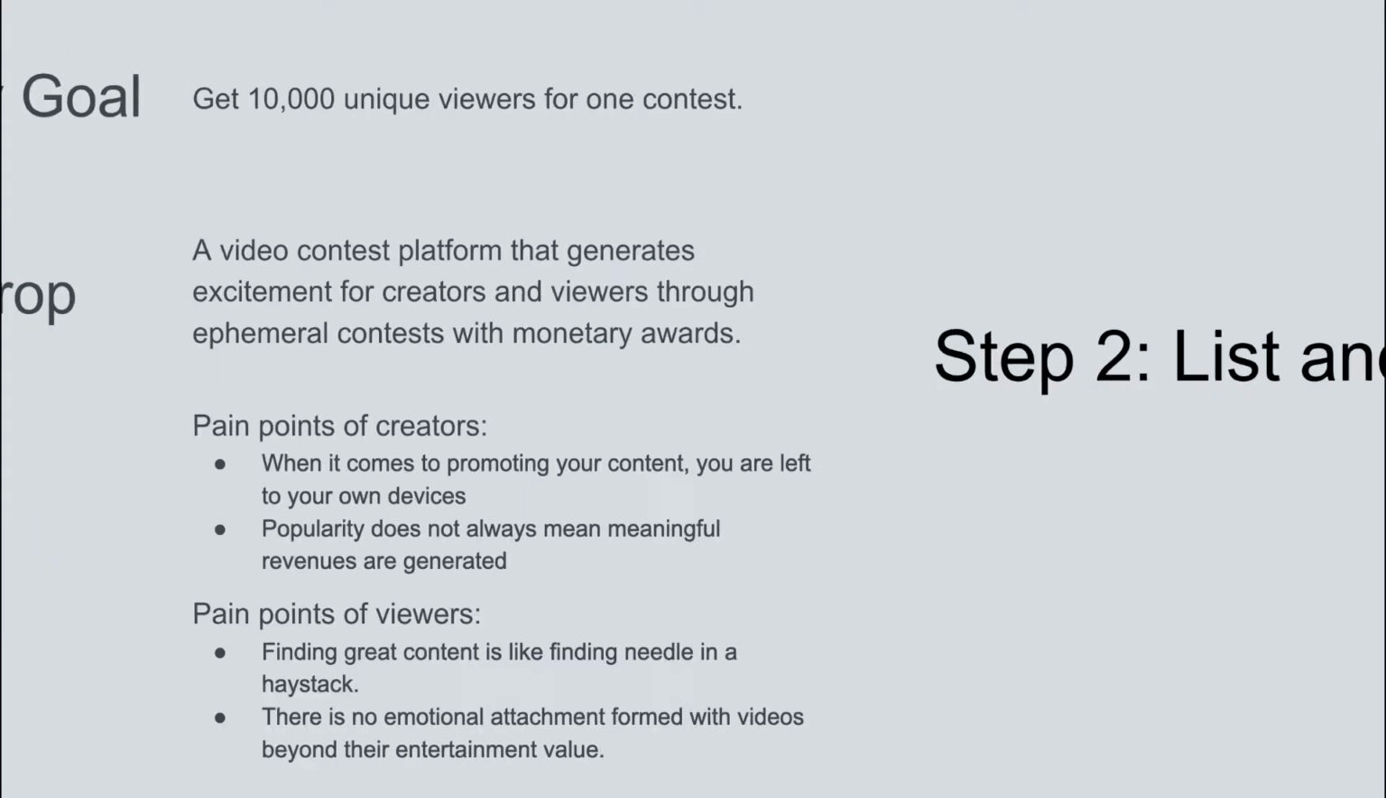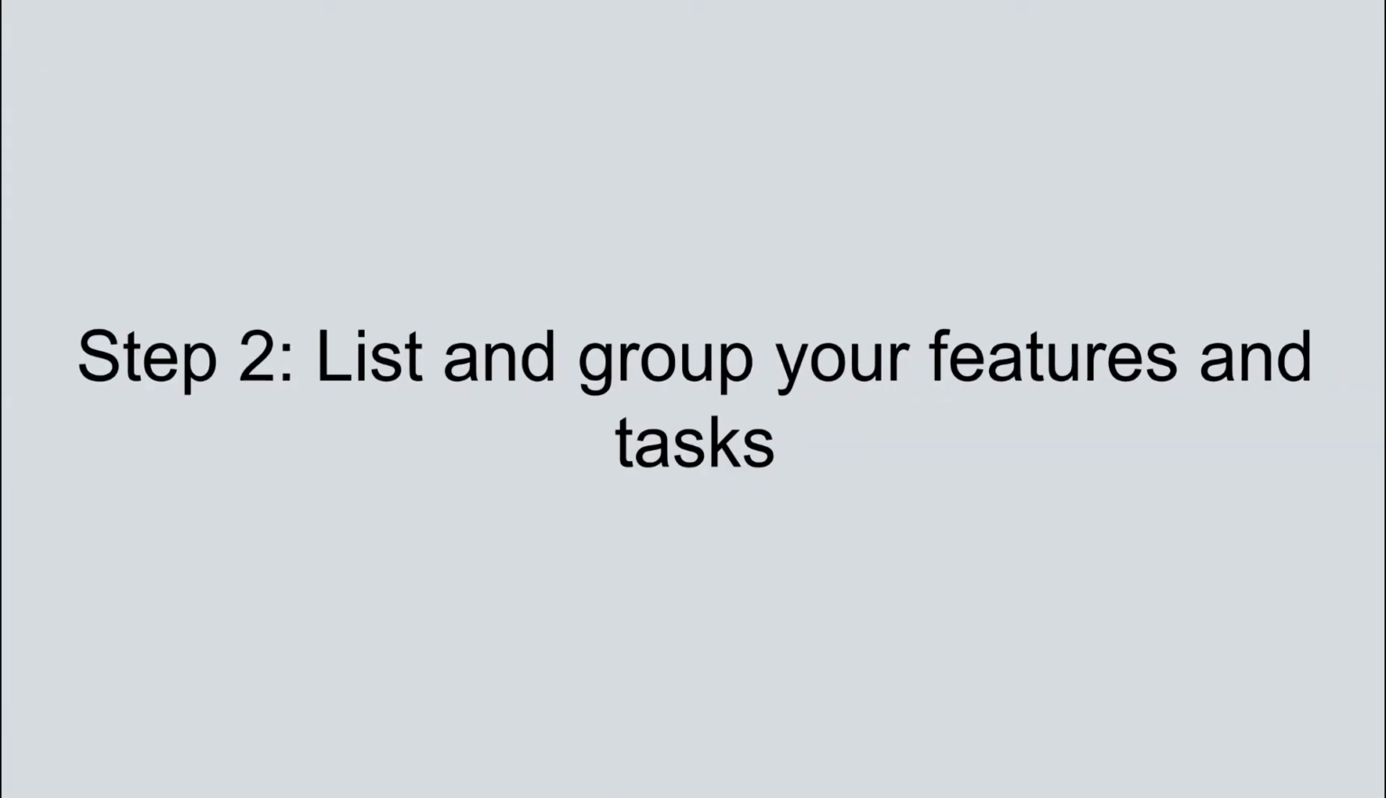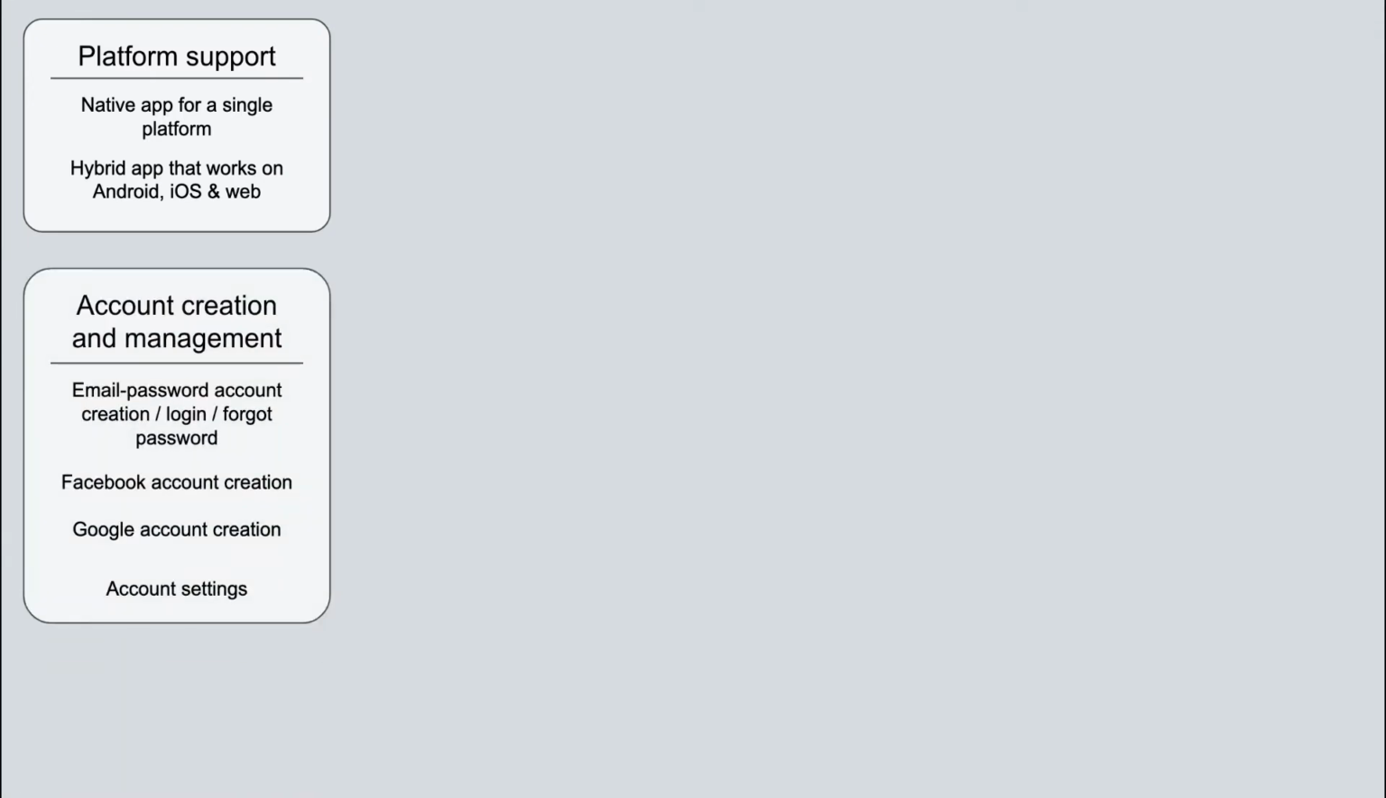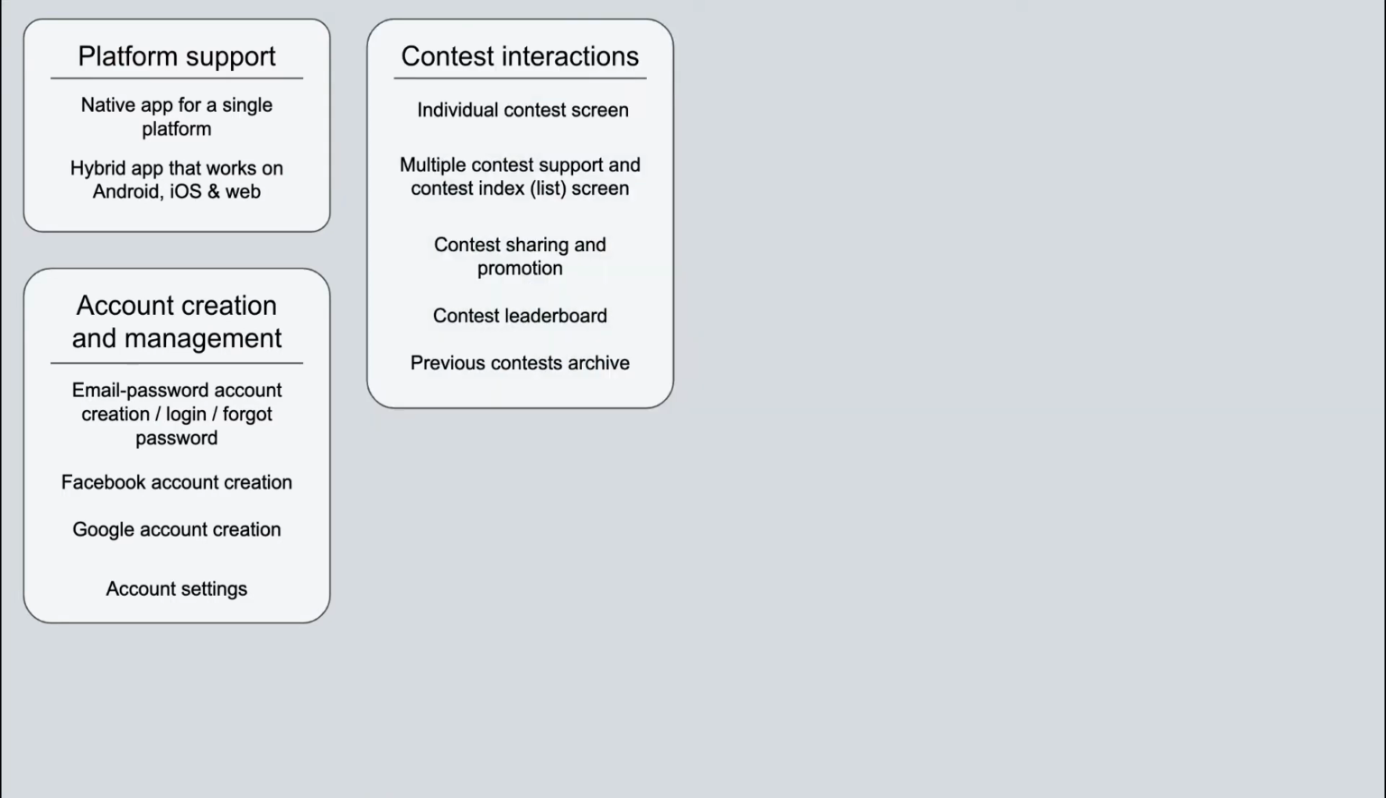So now that we have our dimensions set, we can move on to the next step, listing and grouping our features and tasks. And let's start with platform support. Should we be building a native app for a single platform, or should we look at a hybrid app that works across Android, iOS, and the web? Then we can look at account management. Should we have Facebook account creation, email and password account creation, both? Here are some options and different features and tasks.